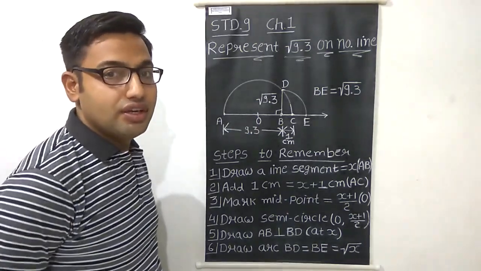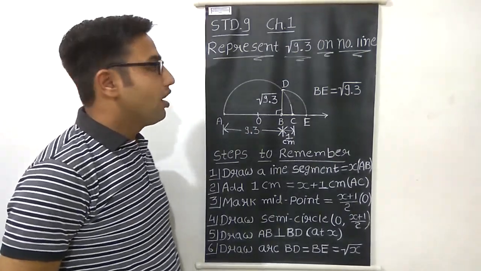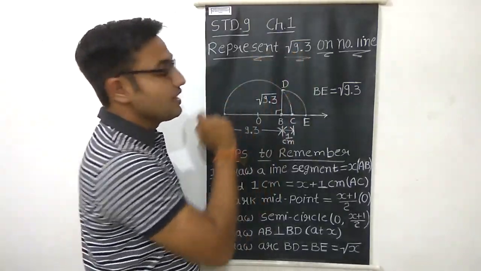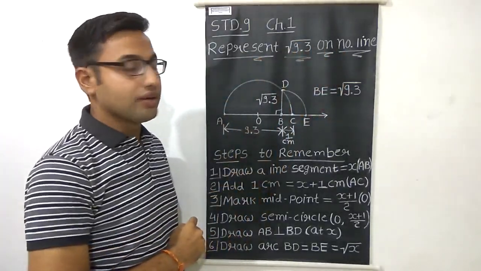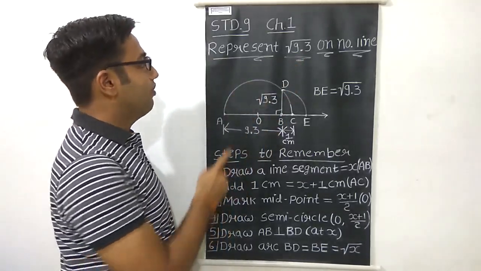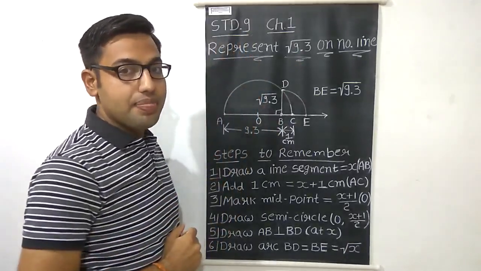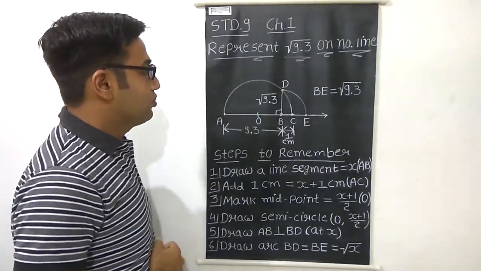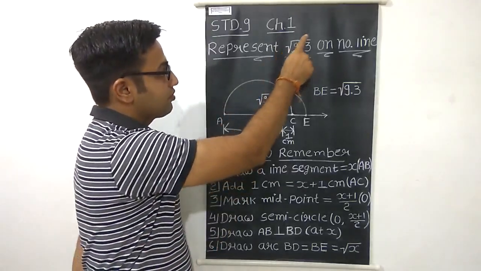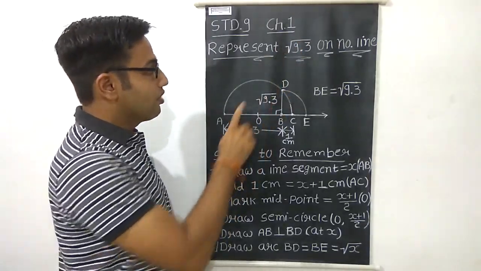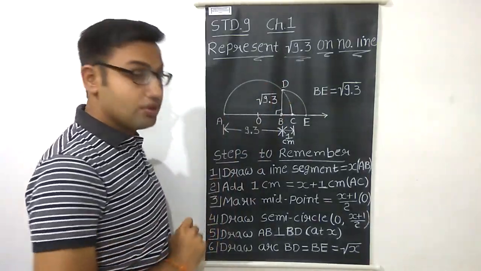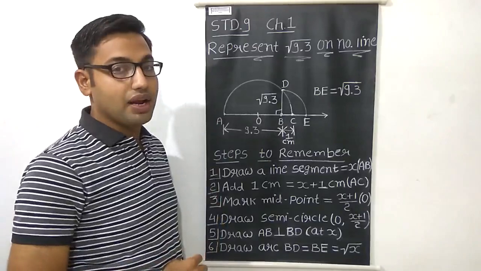Hello students, in today's class we will study how to represent root 9.3, or this kind of number, on the number line. This is the topic of standard 9, chapter number 1, Number Systems. To represent this kind of decimal number and square root decimal number on the number line, there are 6 steps.